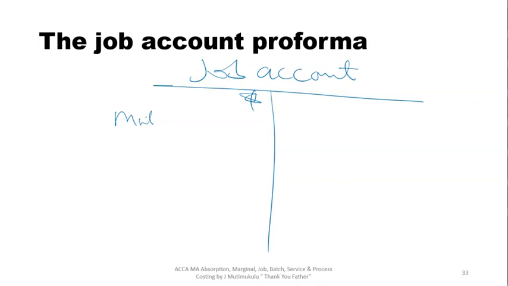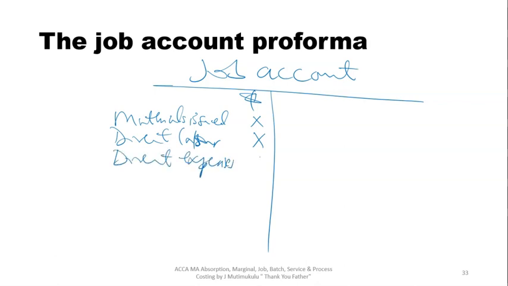All the materials issued to this particular job, the direct labor which worked on this particular job, and we also have to debit this account by the direct expenses incurred. Remember, a job is actually a cost, so this is why we are debiting it. Whatever costs we incurred, we are going to debit this account.